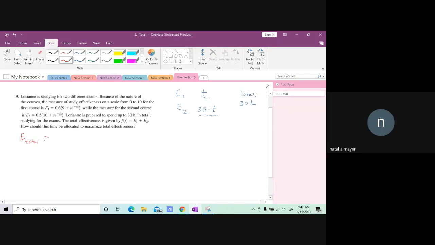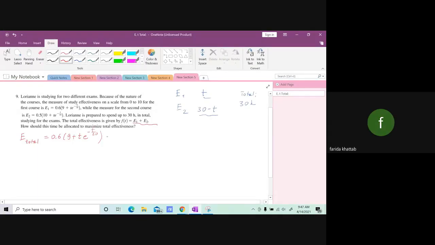Okay, so Habiba, can you tell me now the equation of the total effectiveness function based on what we have just discussed? Habiba. Miss, is it going to be E1? This is already there, we don't want to repeat this. We're just going to input 0.6 times 9 minus t, so the first one we'll leave as it is. Yes, t minus t over 20.